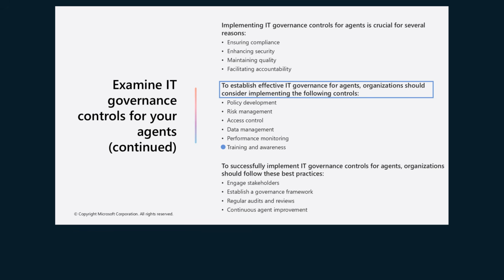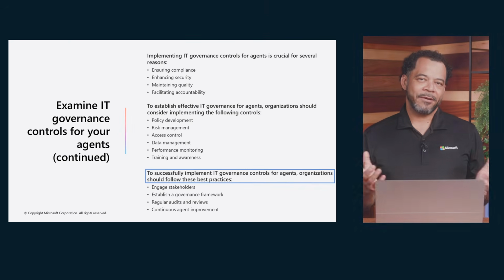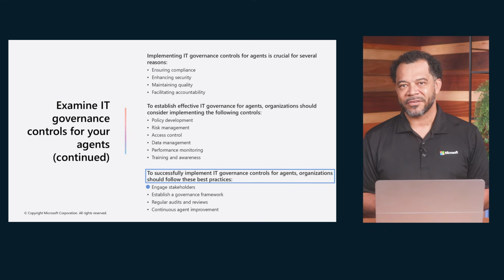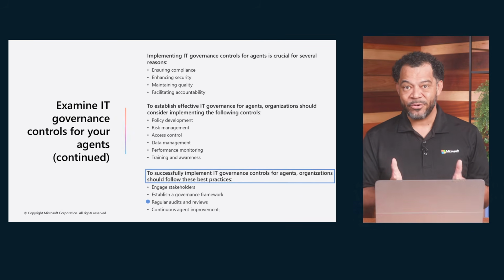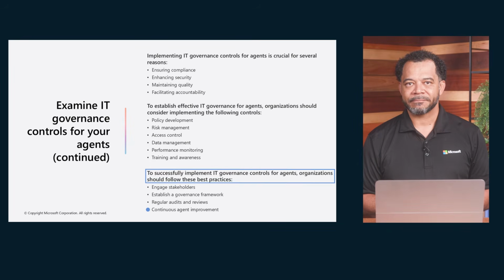Training and awareness are also essential. Users need to understand the governance framework, know how to configure agents securely, and be able to recognize potential risks. It's not just about IT. It's about empowering everyone to use agents responsibly. And to make all of this work, organizations should engage stakeholders across departments, establish a governance framework, conduct regular audits, and continuously improve their practices based on feedback and evolving needs.